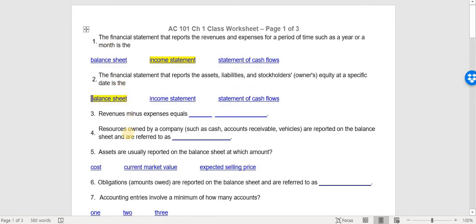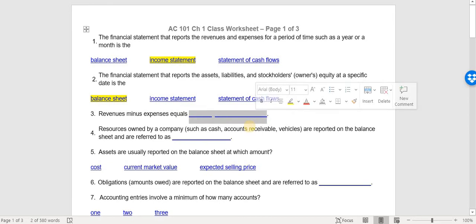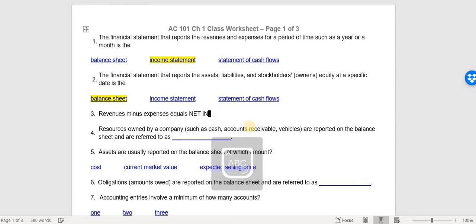Balance sheet. Number 3, need to know this one, guys. Revenues minus expenses equals, all together now, net income. Oops. If I could type, it would say income. There you go. Net income.